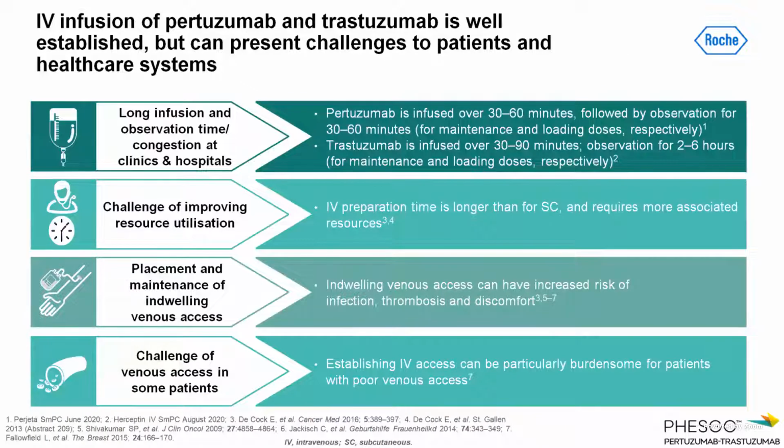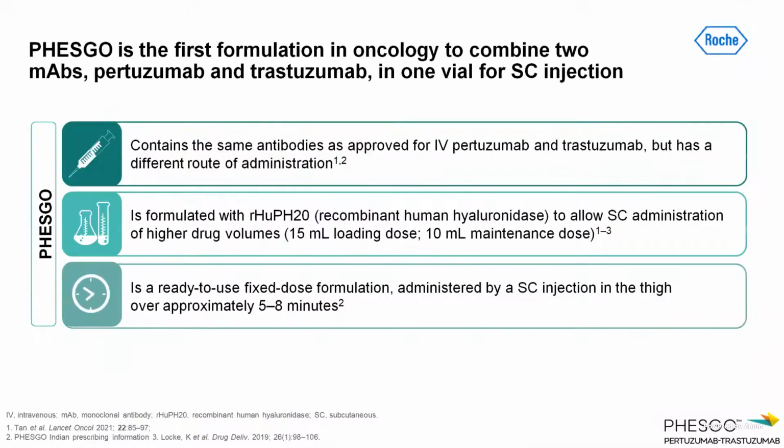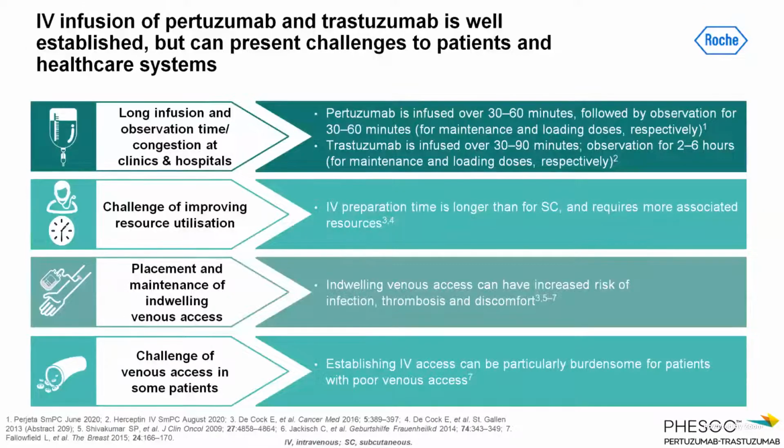But IV infusion of pertuzumab still has some limitations. One is that it increases the time for preparation and infusion of therapy, and it needs more resources. Second, it needs a long-term venous catheter. Suppose a patient is getting lifelong therapy in the metastatic setting, and suppose the patient gets maybe 2 or 3 years of trastuzumab and pertuzumab, then each time they need to have cannulation or utilization of a PICC line or port.